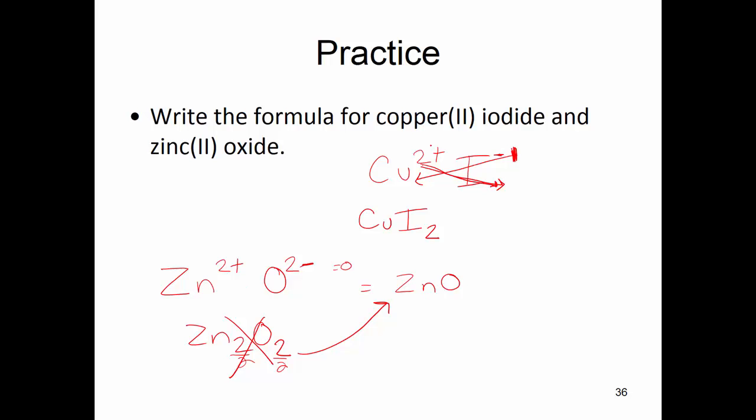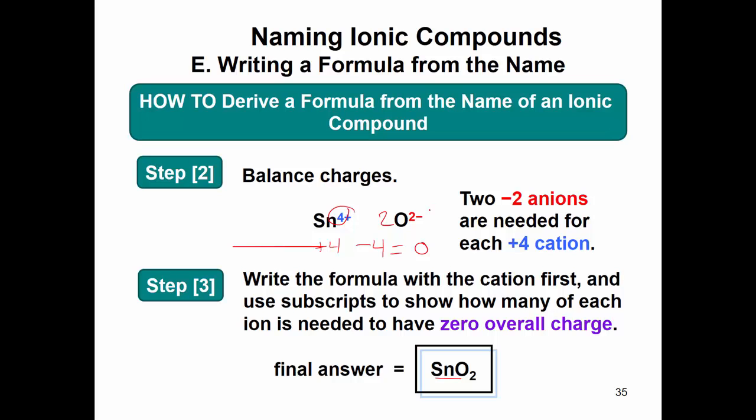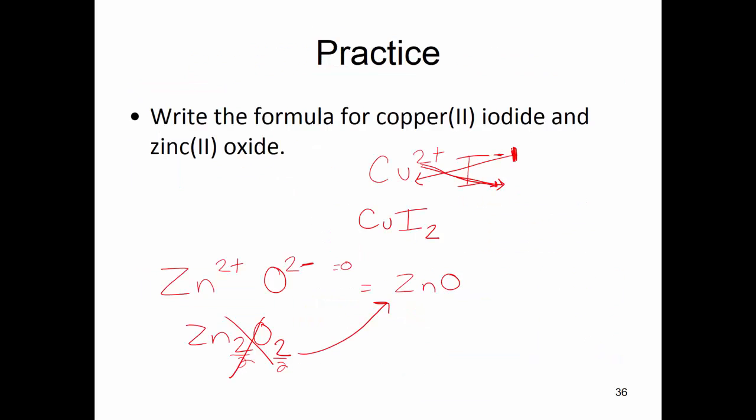If your numbers are not the same, then you can swap your charges. You can also just look at them like we did on the previous slide, and see how many atoms you need to balance out the charge. So here it's 4 minus 4 equals 0. Either way works, but I find students like to do the swapping of the charges.